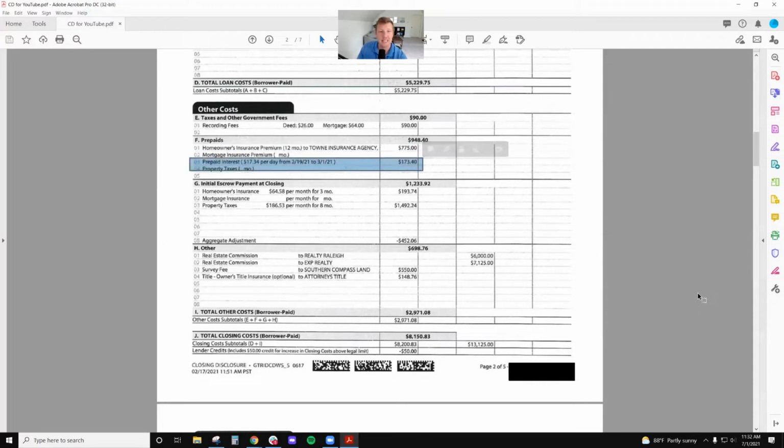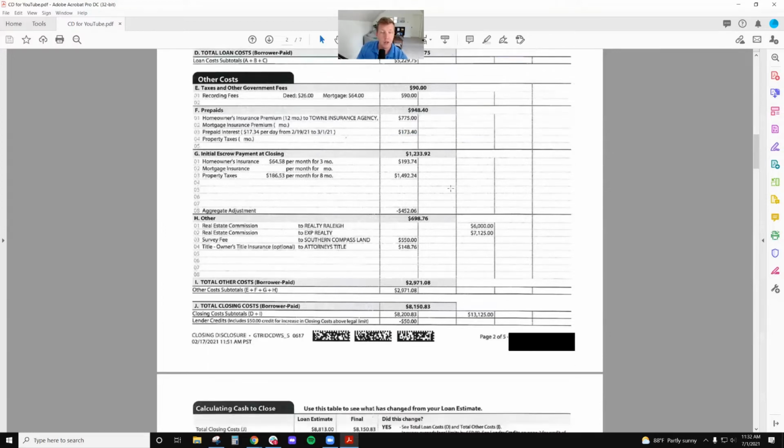So prepaid interest, 10 days, you're going to get charged daily interest. So really important to understand that even though you might not have to make your first payment for 2 months, you're still accruing interest on this loan every single day, every day since the day of closing, and they're going to account for that at the closing table.